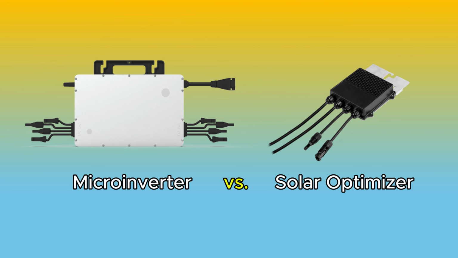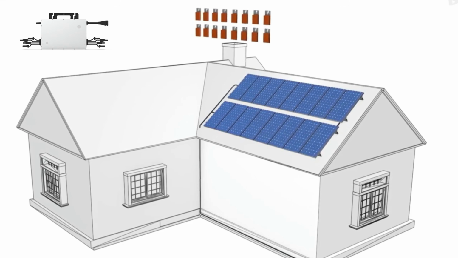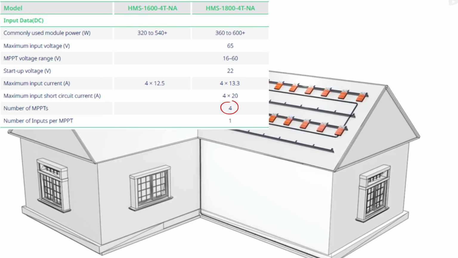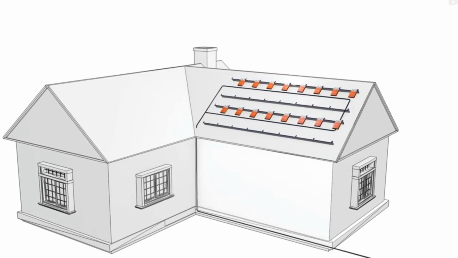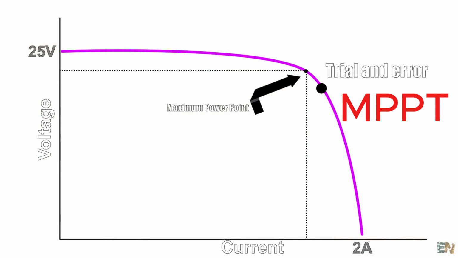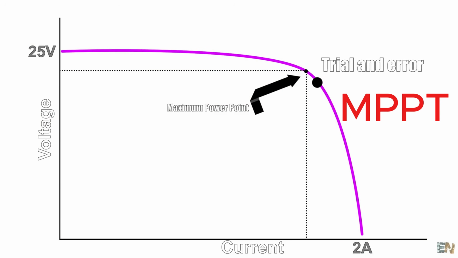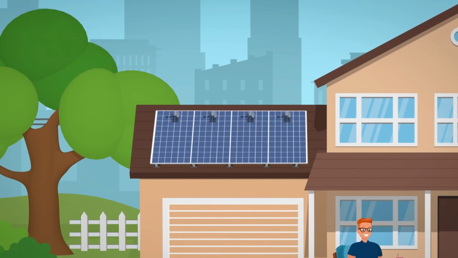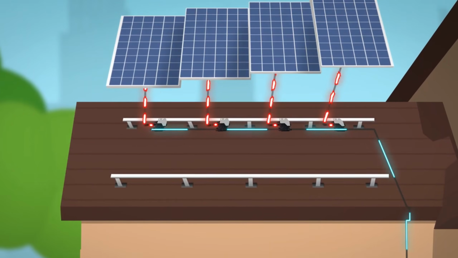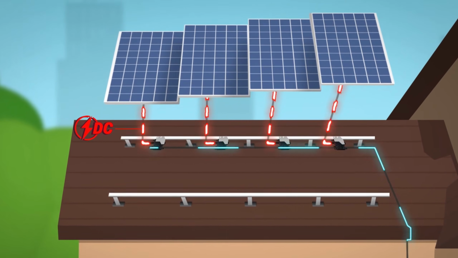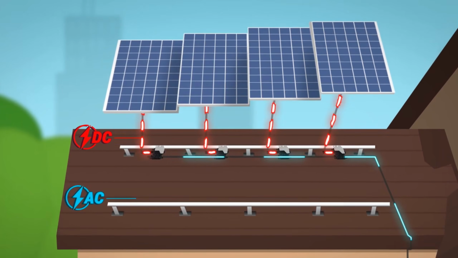So, what's the difference between a microinverter and a solar optimizer? Let's start with microinverters. They are small inverters that attach to the back of panels. A microinverter typically connects to 1 to 4 panels. Each panel gets its own maximum power point tracking, MPPT, which basically means each one operates independently. Microinverters convert DC to AC right at the panel level. They are connected in parallel, sending AC power directly to the main electrical panel.